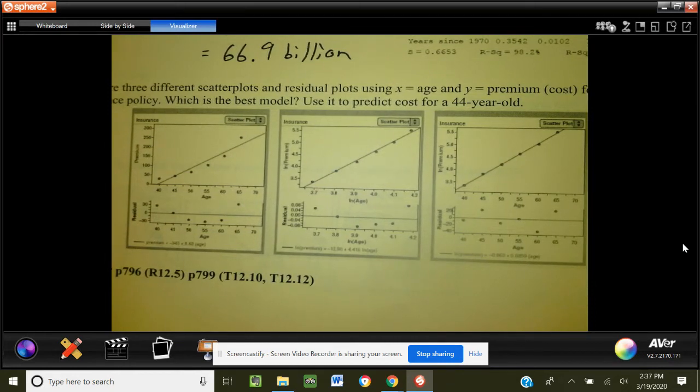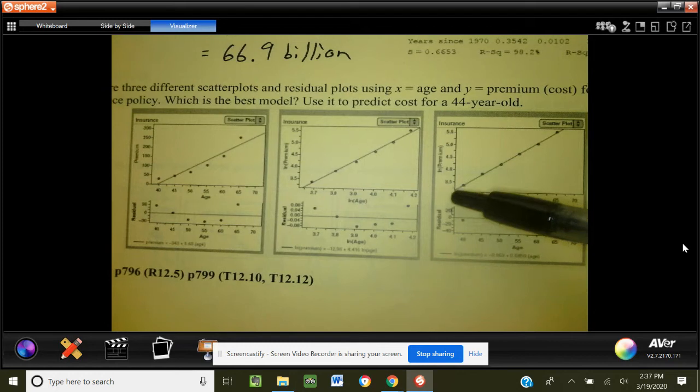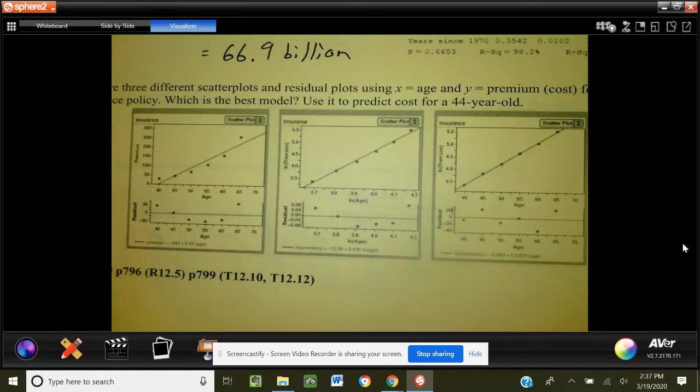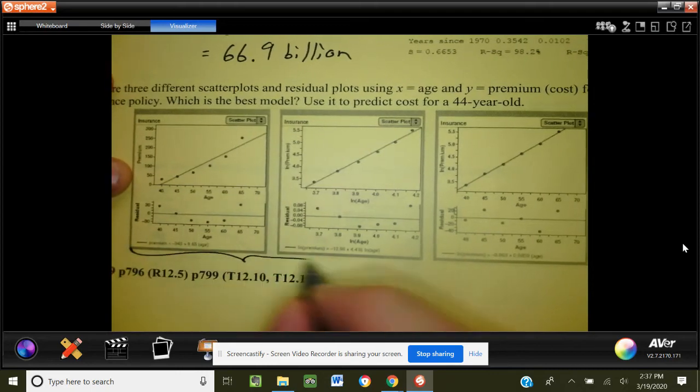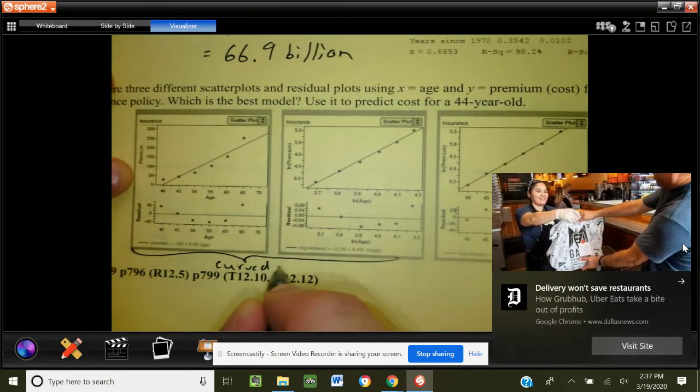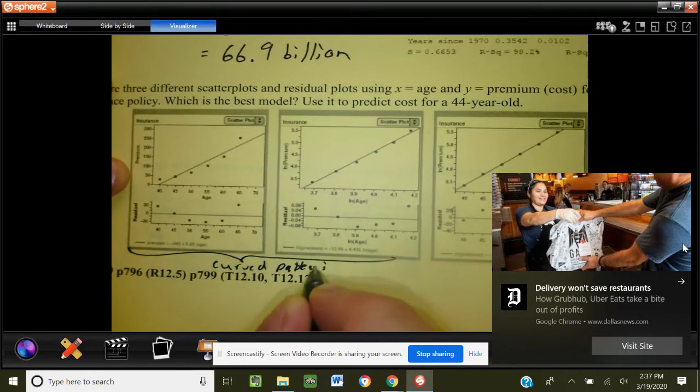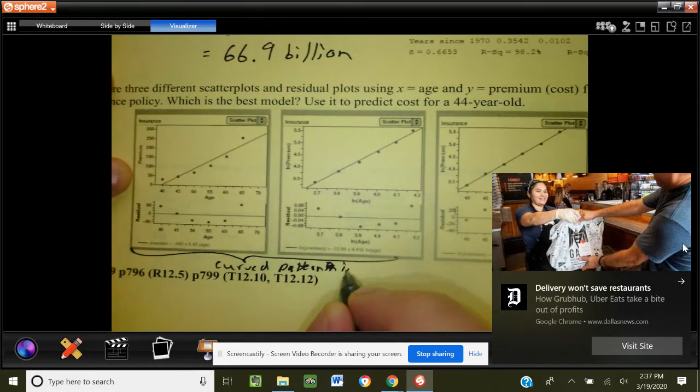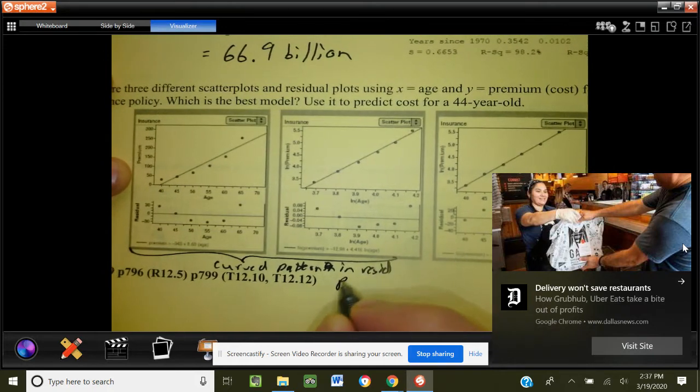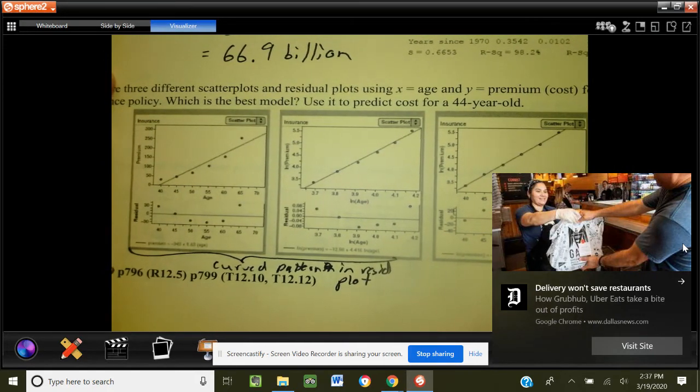So why don't we use the exponential model to transform, which would be log of y versus x. Our scatter plot looks pretty straight, and this time our residual plot looks a lot more scattered. Not really an obvious curve pattern here like there is here. So for these two, we have a curved pattern in the residual plot. So these are no good. All right, so we would use this one. This would be best.